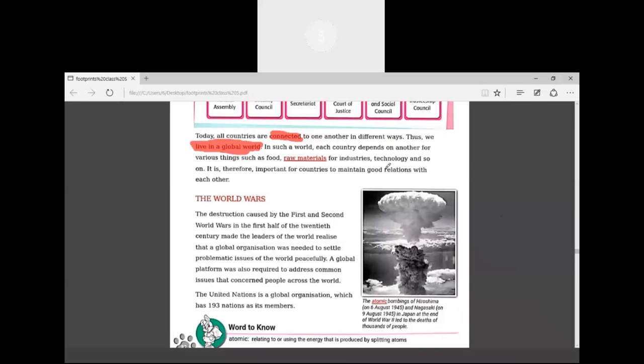Many countries are dependent on India for some products. India exports good spices, good quality cotton, silk, all these kinds of things, and that was the reason the Britishers came to India. Now these kinds of things have taken place on a large scale. At present, situations where one country is dependent on another, connected to another, have arisen in large quantities. In such a world, each country depends on another for various things such as food, raw material for industries, technology, and so on.